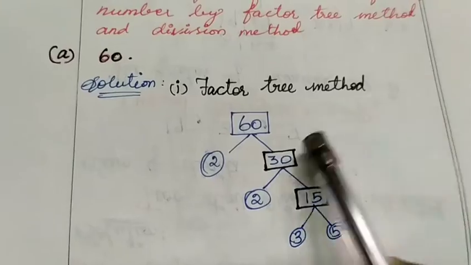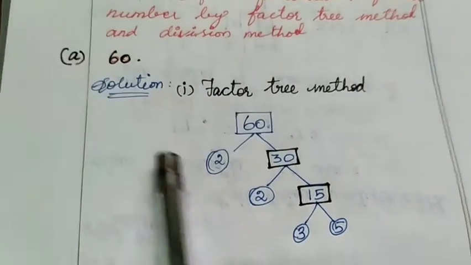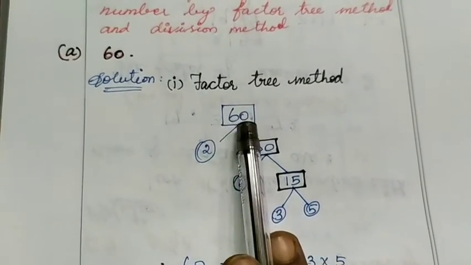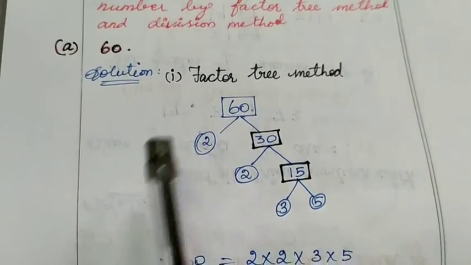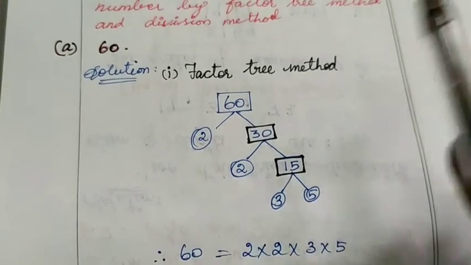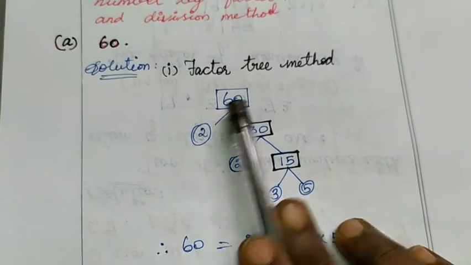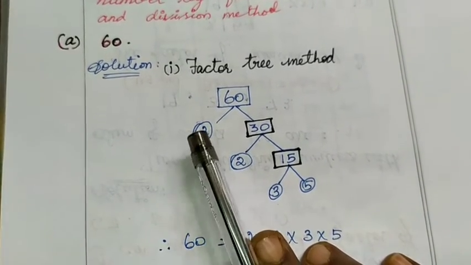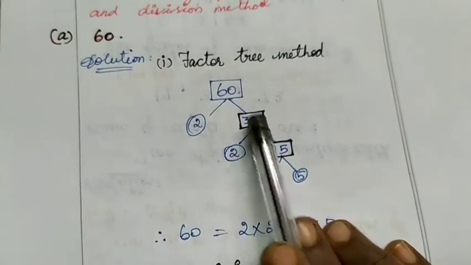See the first question, factor tree method for the number 60. First we take the number 60 in the box. Next, this number comes in two tables. So first we take the numbers as prime numbers: 2 table, 3 table, 5th table, like that. Here the number 60 comes in 2 table also, so I am taking the number 2. In 2 table, how many times comes number 60? 30 times. 30 into 2, 60.